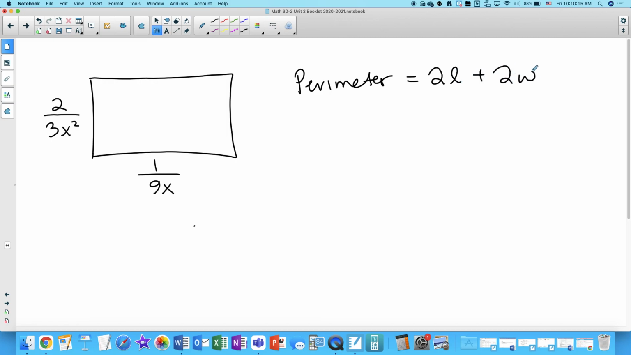So if we were asked for an expression for the perimeter, we would have to add up 2 times 1 over 9x plus 2 times 2 over 3x squared. This is a rational expression addition problem. This is actually the biggest step, just being able to develop your own expression. Now we have to simplify it. So where would you go next? What's the next thing you would do?